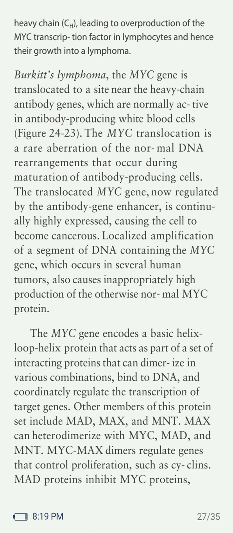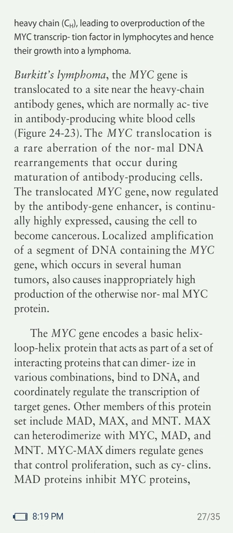The MYC translocation is a rare aberration of normal DNA rearrangements that occur during maturation of antibody-producing cells. The translocated MYC gene, now regulated by the antibody gene enhancer, is continuously highly expressed, causing the cell to become cancerous. Localized amplification of a segment of DNA containing the MYC gene that occurs in several human tumors also causes inappropriately high production of the otherwise normal MYC protein.